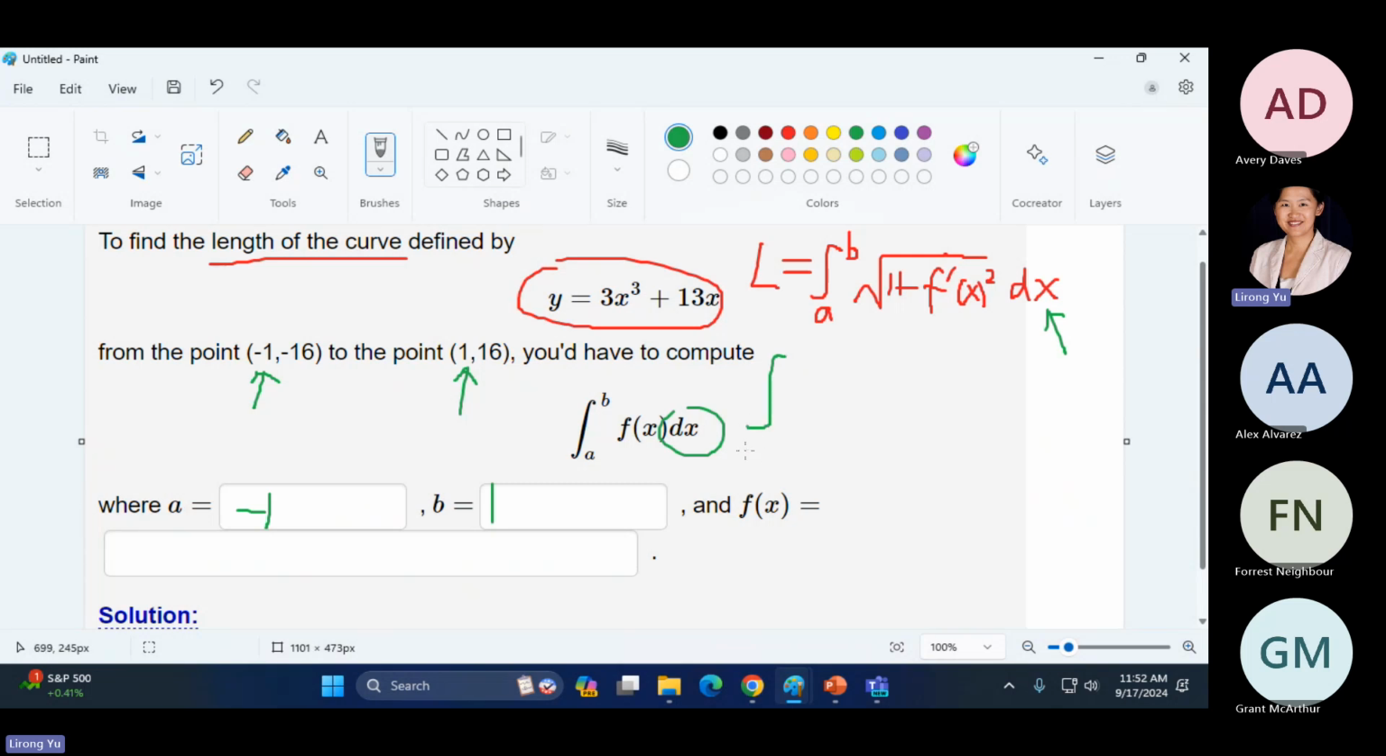So the integration would be like this: the integral from -1 to 1 of the square root of 1 plus. Now we need a derivative. This is the derivative of the original function, so the derivative of 3x squared is 9x squared plus 13. That's the derivative. We have to square this, and that will be it. And then dx.